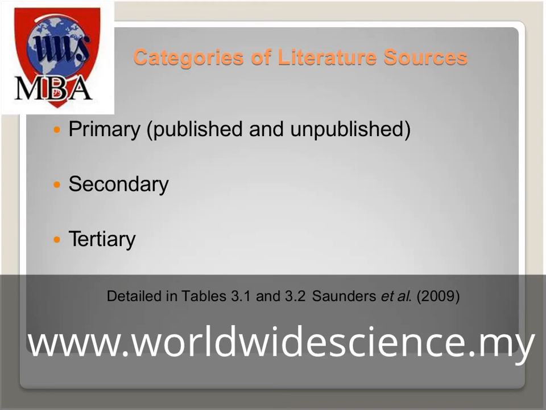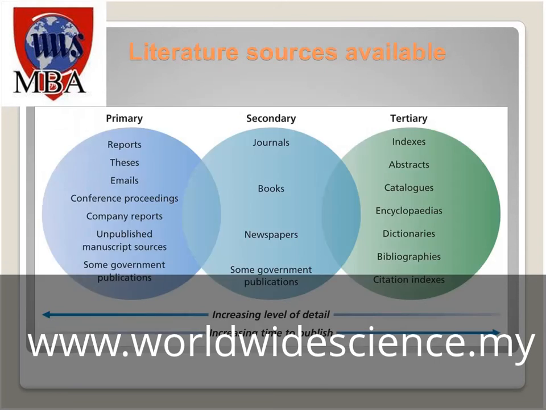Categories of literature sources. For literature, we have three categories of sources: primary, secondary, and tertiary. For primary, we have reports, theses, email, company reports, and unpublished things. For secondary, we have journals, books, and newspapers. For tertiary, we have indexes, abstracts, catalogs, and citation indexes.